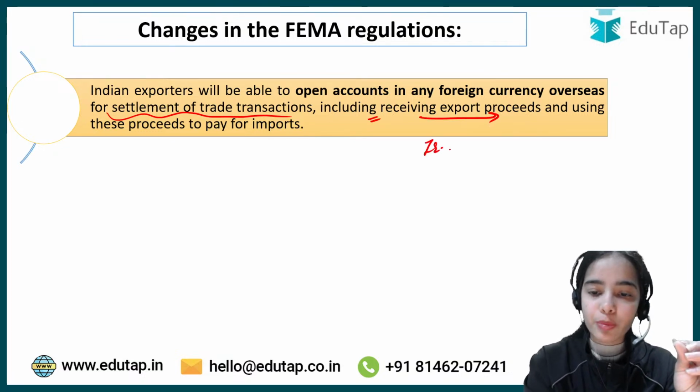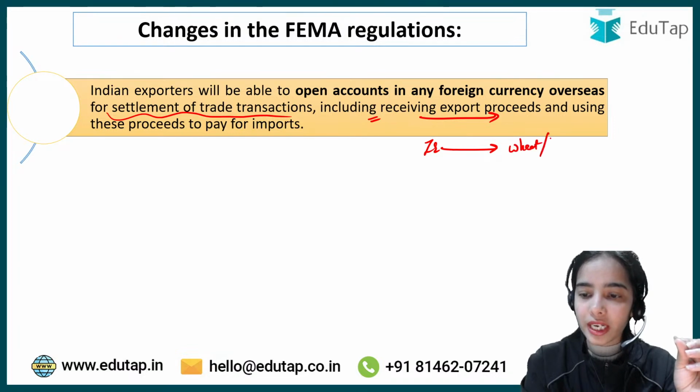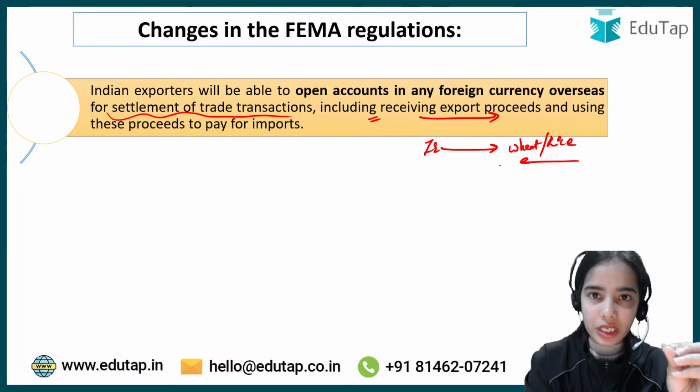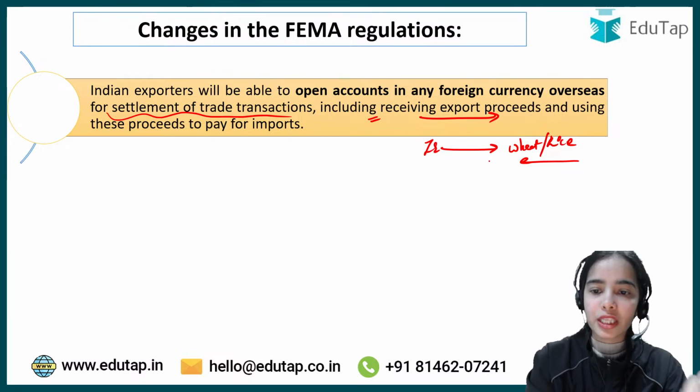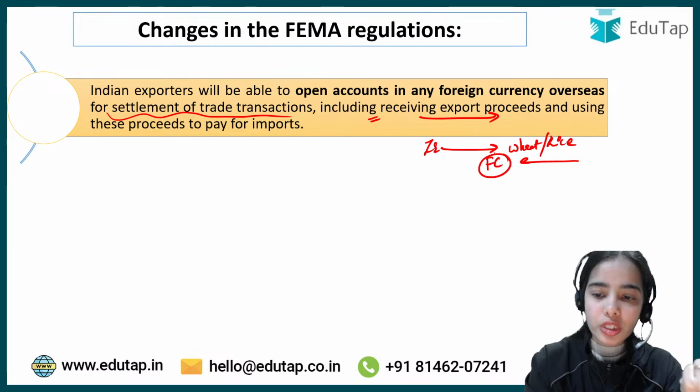So let's say Indian exporters are exporting wheat or rice. They will be able to receive the proceeds, the money, in the foreign currency, and they can use this foreign currency.